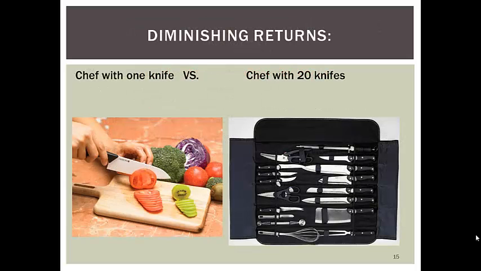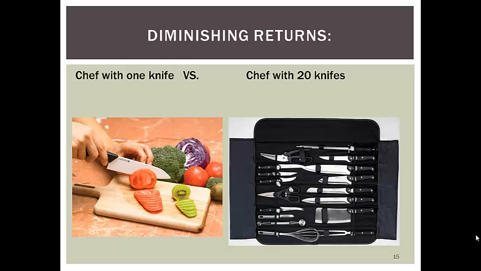Let's look at another example that explains productivity. Let's compare a chef with 1 knife versus a chef with 20 knives. What can we tell about this chef with 1 knife? If we give him a second knife, his productivity is probably going to increase by a lot. The reason for it is that each knife serves a different purpose. One knife is for carving meat, another one is for cutting vegetables. So when we get him the second knife, he's able to be much more productive.